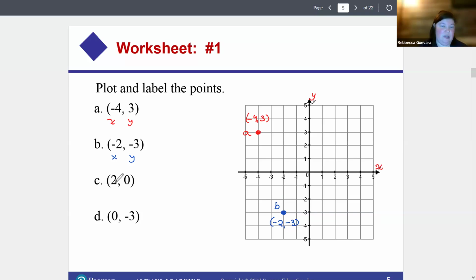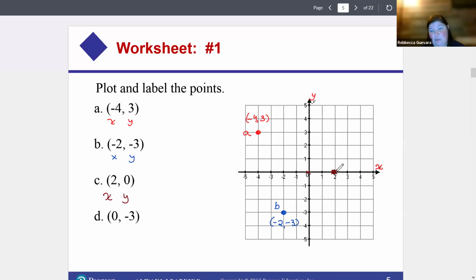Now the next ones, like I said, they can be a little more confusing. Usually once you see it, it's good, it's ingrained in your head. But we have 2, 0. So x is 2, but y is 0. So this is where x is 2. And remember, y is this vertical line. And y is 0 right here in this spot.